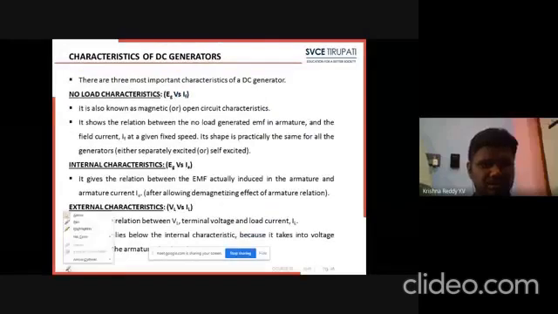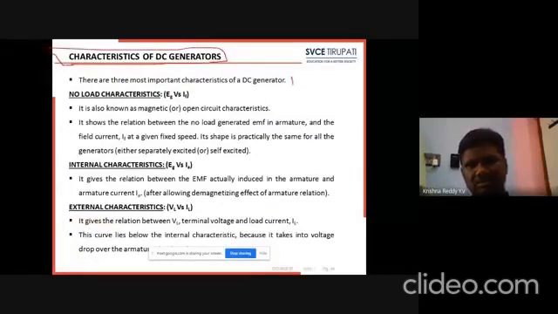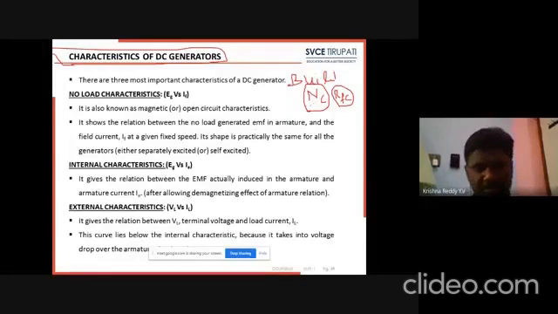In the last class, we discussed the characteristics of DC generator. Before that, we already discussed how the buildup of EMF occurs, what is critical speed, and what is critical field resistance. So, what are the conditions required to build up the voltage?